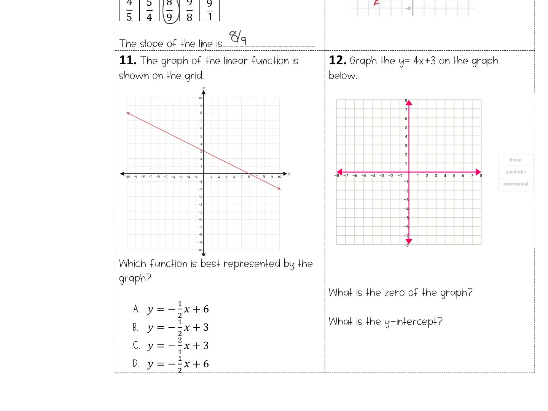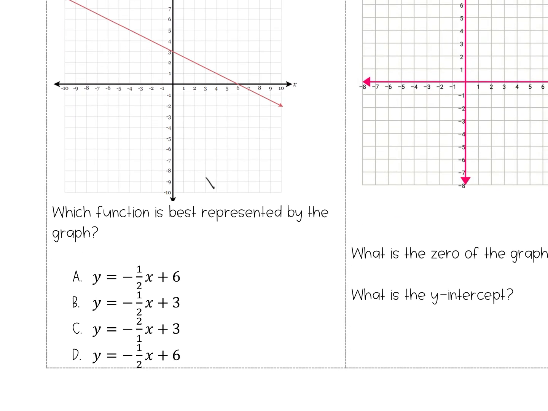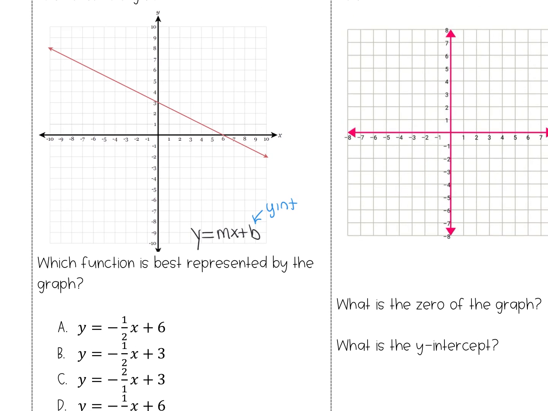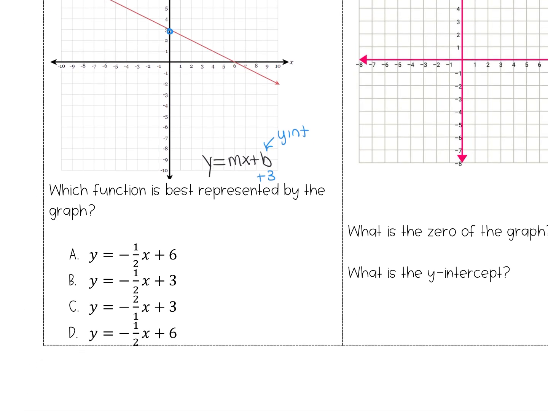Number 11 wants us to write an equation for the graph that we're given. So first thing I would do is pick my form. And if I look down here, all of these equations are y equals mx plus b. So this b is my y-intercept. If I look at my y-axis, I touch at 3. So on my equation, I should have a plus 3 at the end. So you should get rid of option A, and you should get rid of option D.